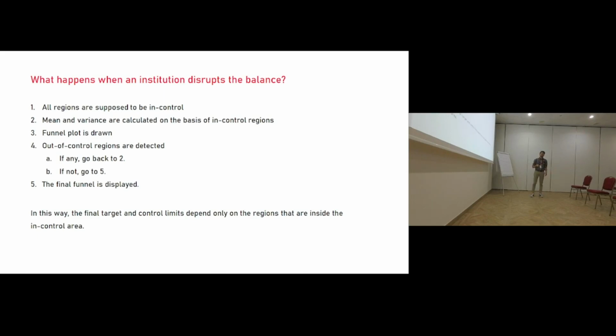The real algorithm has 5 steps. The first, all regions are supposed to be in control. Second, mean and variance are calculated on the basis of in-control regions. Then the final plot is drawn, and out-of-control regions are detected. If there are any, we go back to the second point and we repeat the algorithm by using only the in-control points. If there aren't, the final plot is displayed. In this sense, the final target and the control limits depend only on the regions that are inside the in-control area.